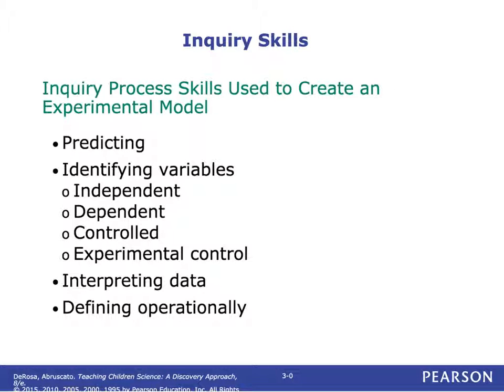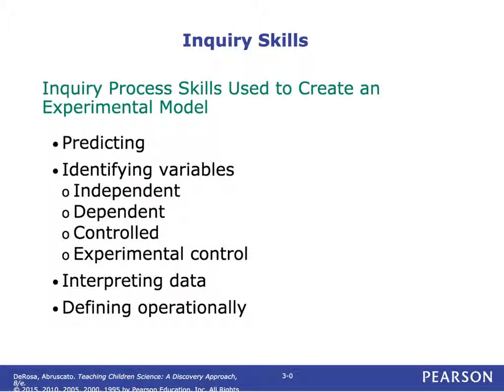Okay, and the last set of skills are used to create an experimental model. Now, this is the last in the progression. So the experimental model builds upon the explanatory model, which was built upon the descriptive model. So in the experimental model, we use experiments to test the predictions that we made in the explanatory model.